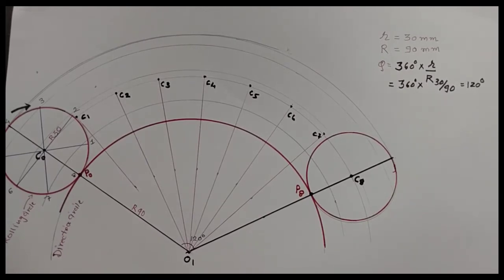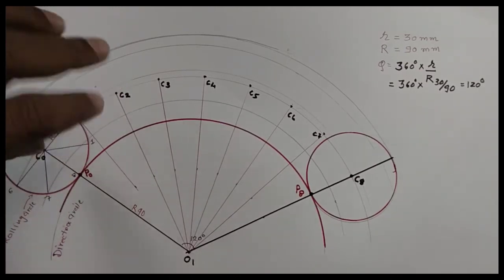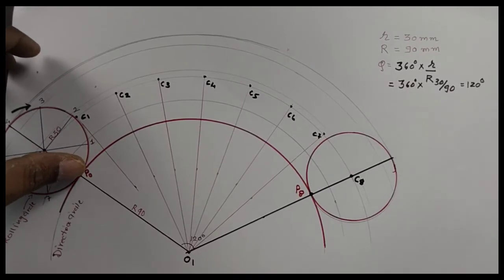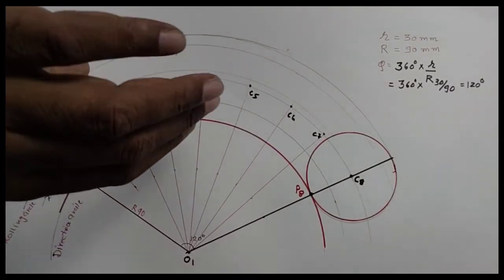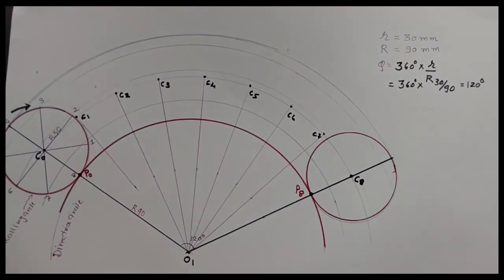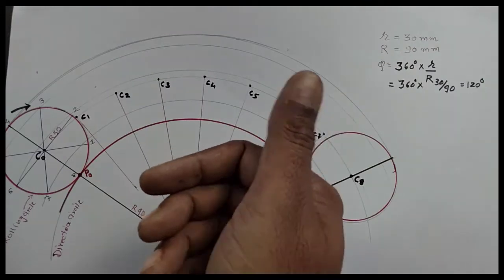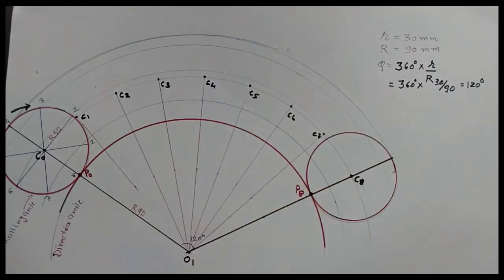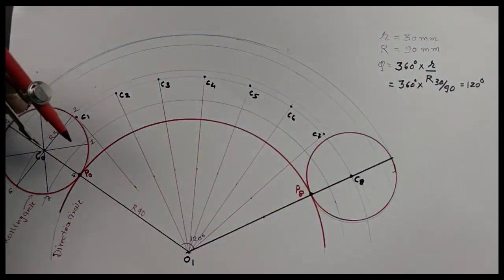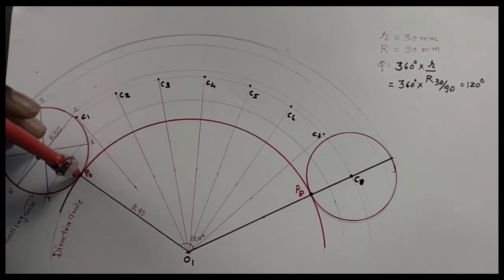Now, when your circle is moving in the clockwise direction, your point P is first on the left hand side, then after half of a revolution it goes on the right hand side. So first we take the radius of the rolling circle.